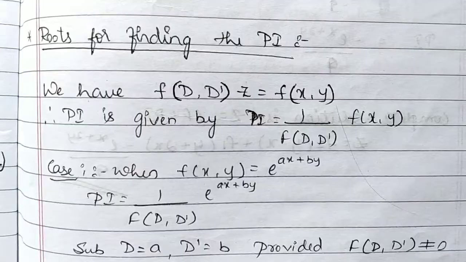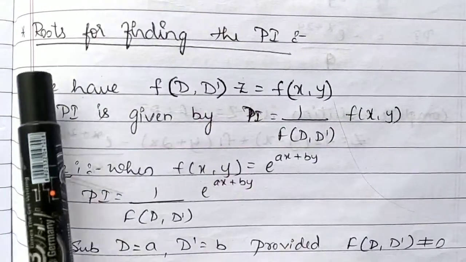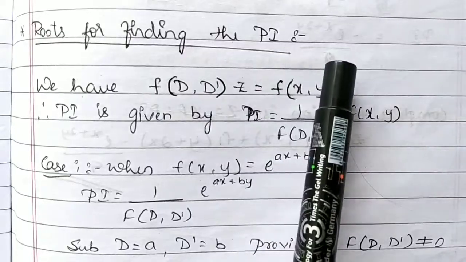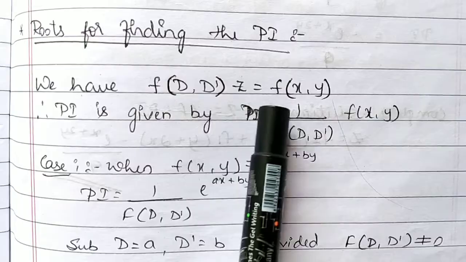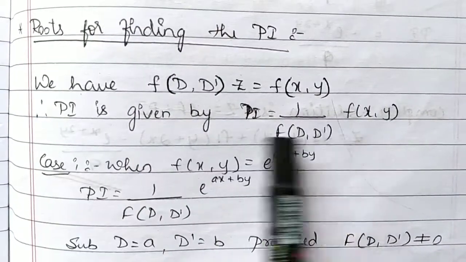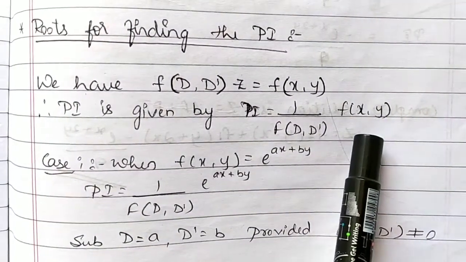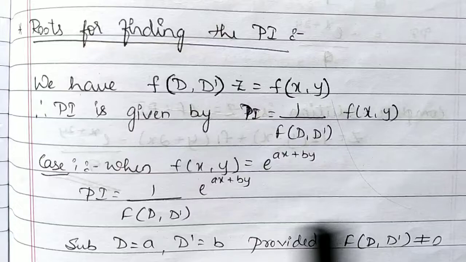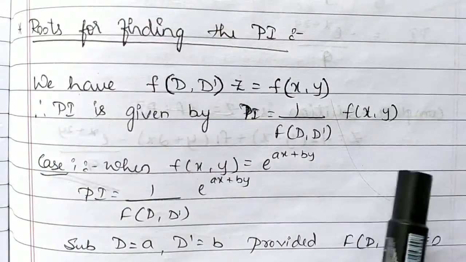Now we will see how to find the particular integral. So for finding the particular integral, we have f of D, D dash into z equal to f of x, y. So the particular integral is equal to 1 by the function into the right hand side function, you write it. And here many cases will arise. One is exponential, one is trigonometric functions, one is algebraic.